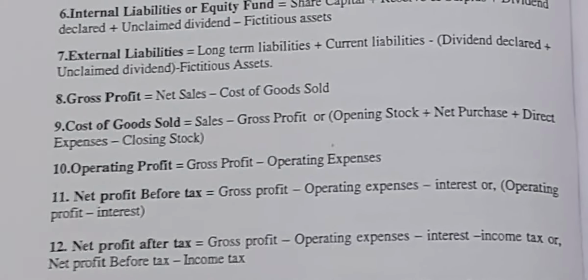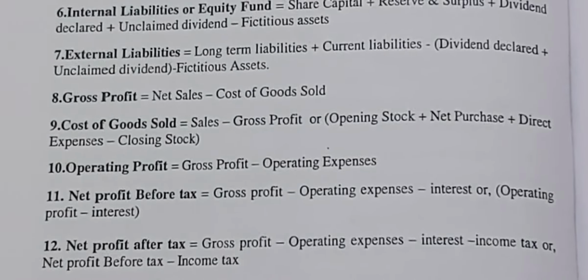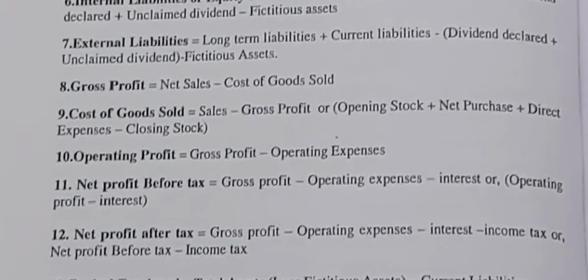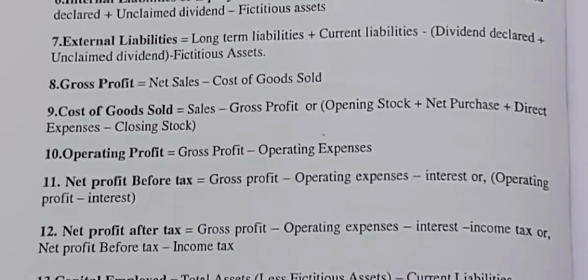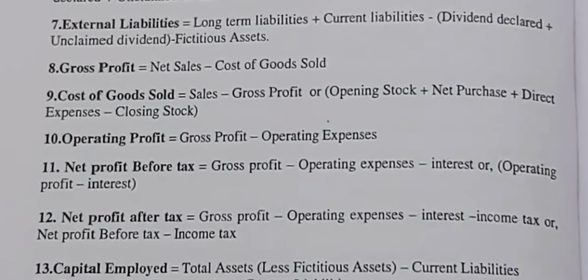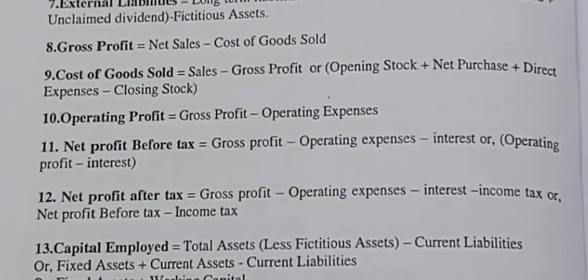Gross profit is equal to net sales minus cost of goods sold. 9. Cost of goods sold is equal to sales minus gross profit, or opening stock plus net purchase plus direct expenses minus closing stock.